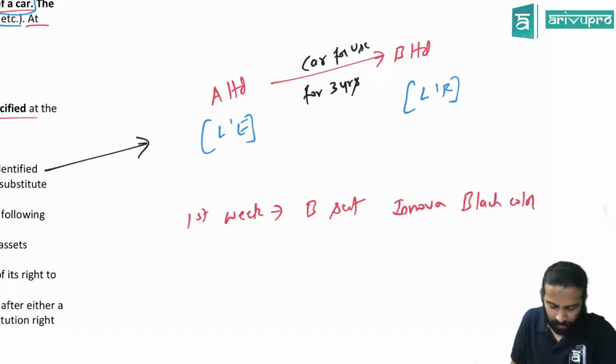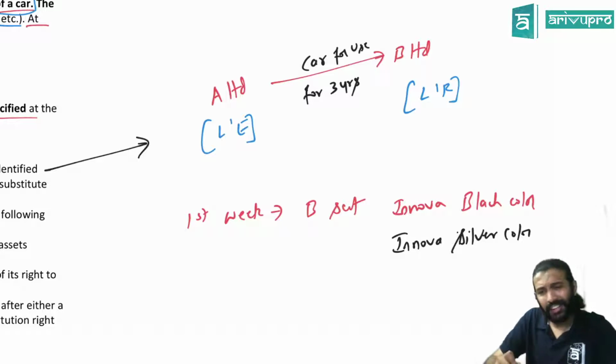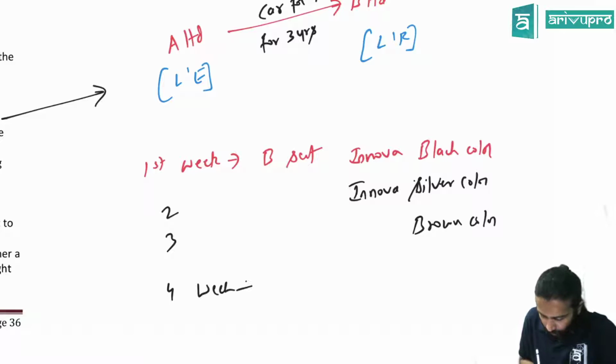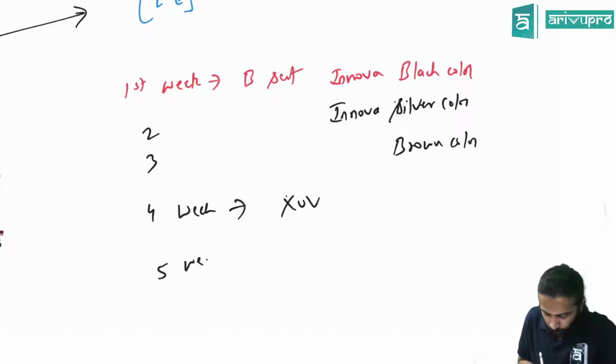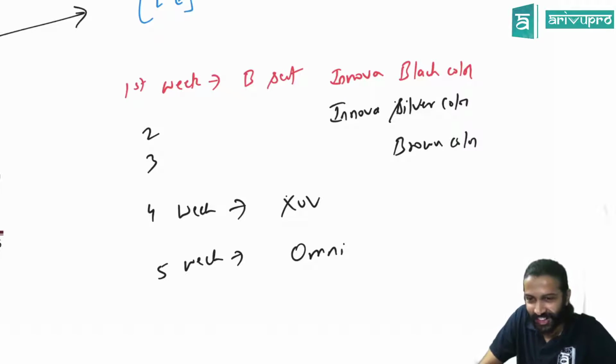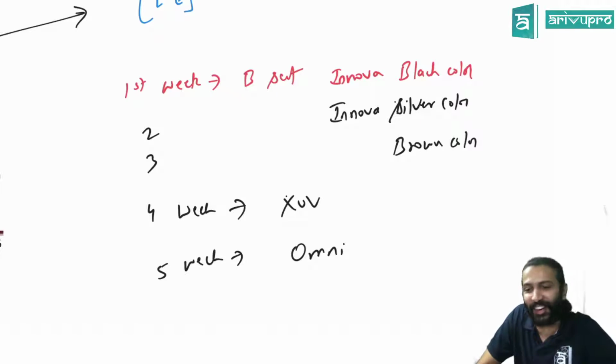First week, we sent a black Innova. Next we sent an Innova only, but in silver color. The customer did not say anything. A Limited were like, okay, fine, same only. Next, let's say we sent a brown Innova. Third week. This happened for 2 weeks. Fourth week, we sent a Mahindra XUV. Fifth week, we did a blunder. We sent an Omni. The customer got really furious. I was adjusting, but just because I asked for an SUV, you sent me an Omni? What do you think, I'm a kidnapper? He got really furious.